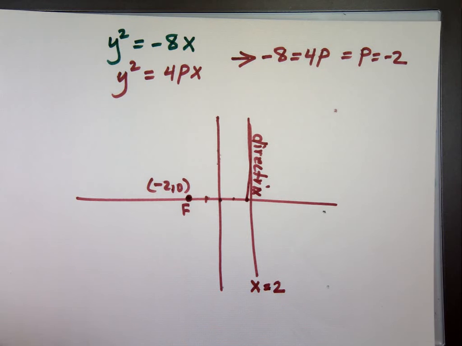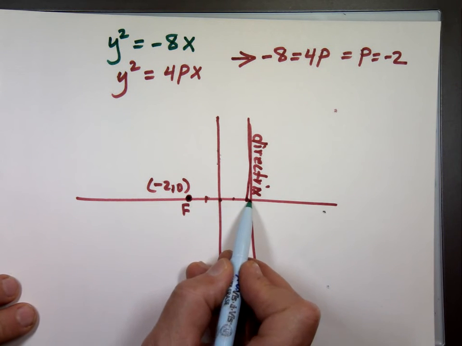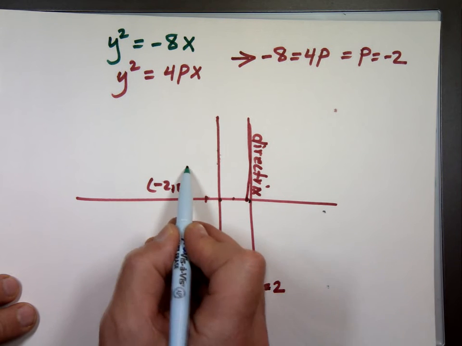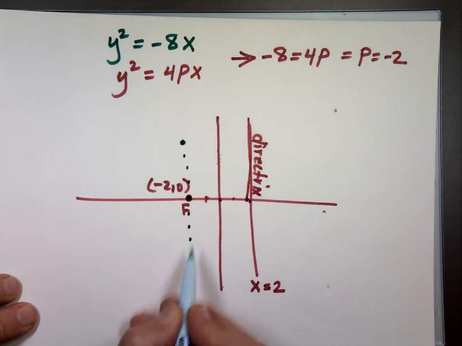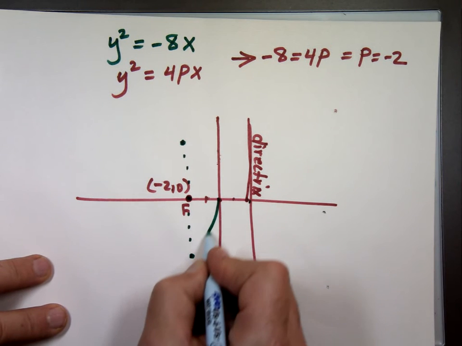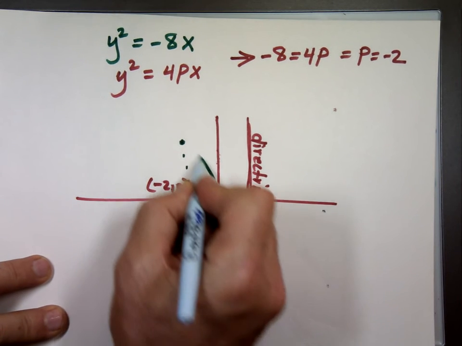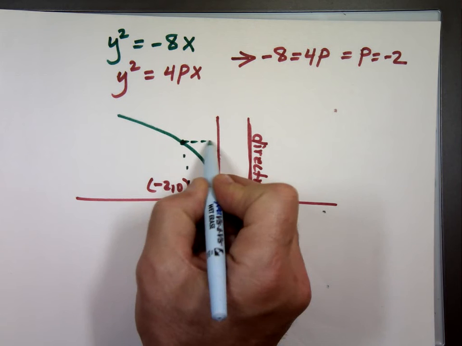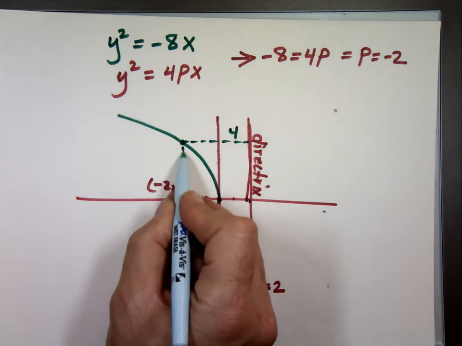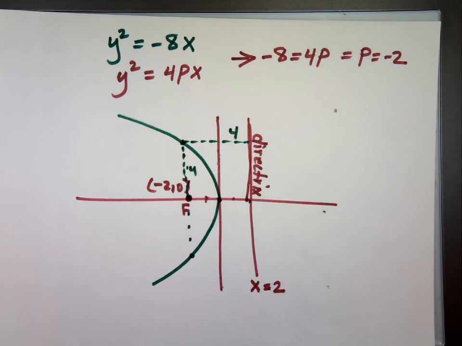Now to graph it again, I'm not going to guess. The distance from the focal point to this line is 4 units. So let's go up 4. 1, 2, 3, 4. The graph should look like this. Measure that distance, 4. Measure this distance, 4. So there is a parabola going to the left.